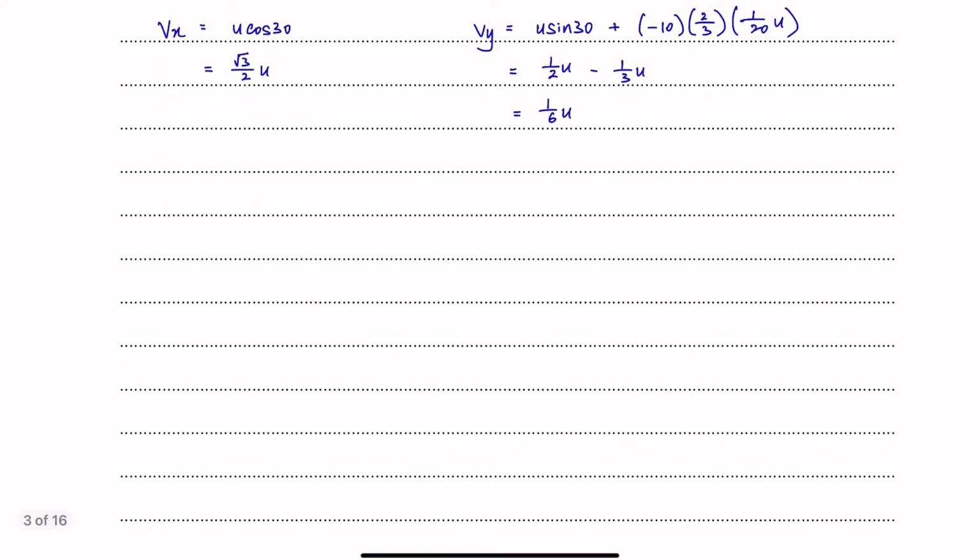So for the speed, we need to take the square of horizontal velocity plus the square of vertical velocity and square root the whole thing. Alright, so we have 7 over 9 u squared, square root the whole thing, which is equals to root 7 over 3 u. So this will be the final answer.